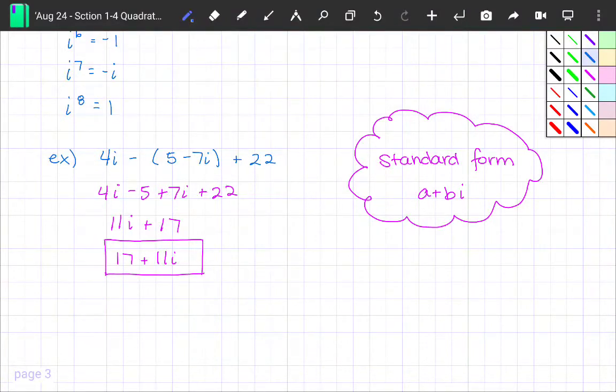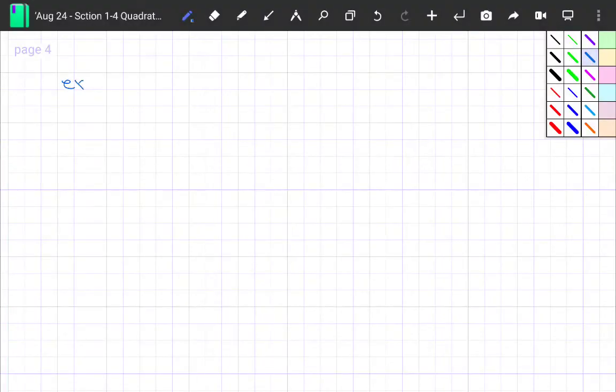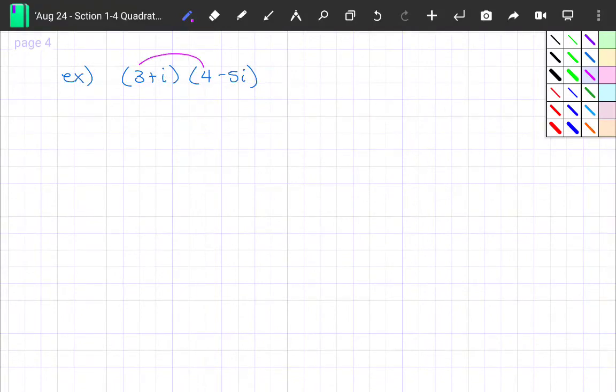Let's remind ourselves how multiplying works. Let's say I want to take 3 plus I and multiply that by 4 minus 5i. Well, again, it works just like variables. There's one little tiny thing that will let you simplify a little more than if it was just an x. So we're still going to distribute. You can use the boxes or FOIL, whatever method it was that you learned. I like to think of it as distribution. So the 3 is going to multiply by both of those.